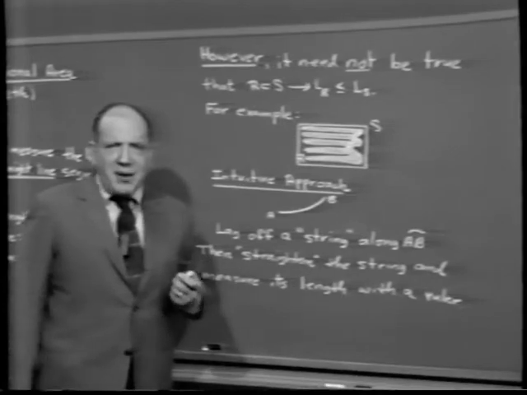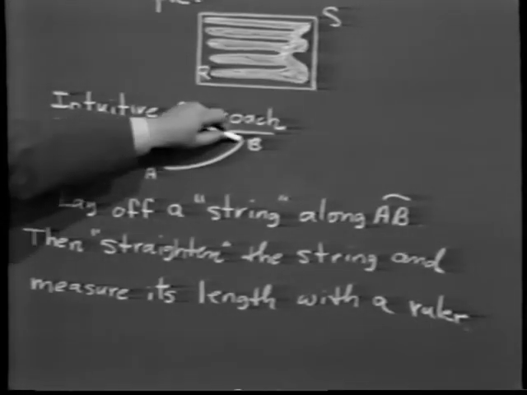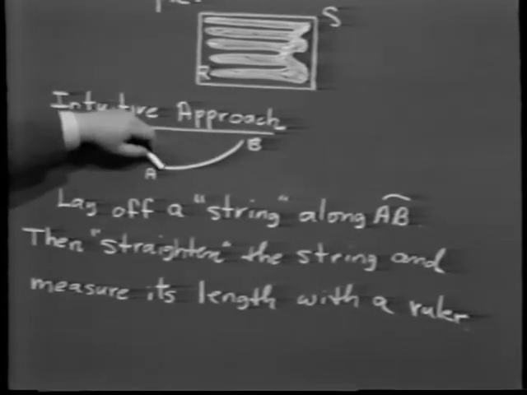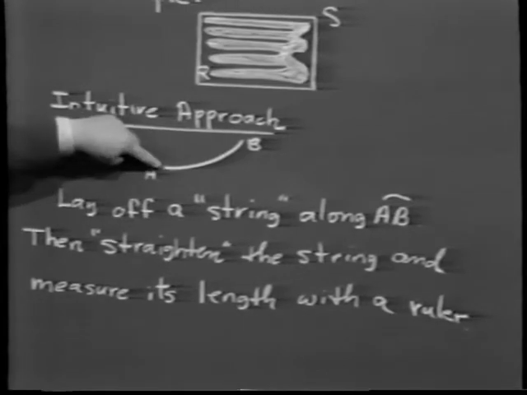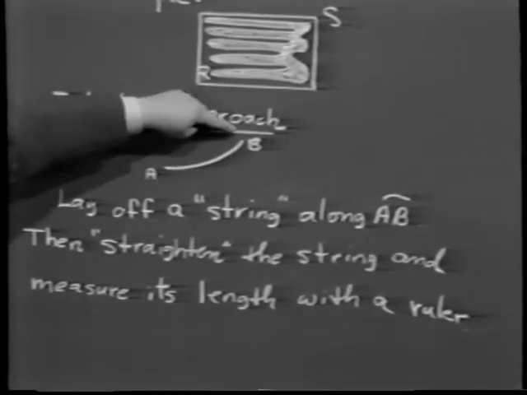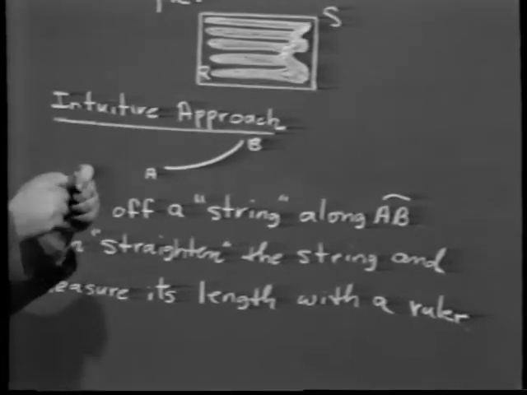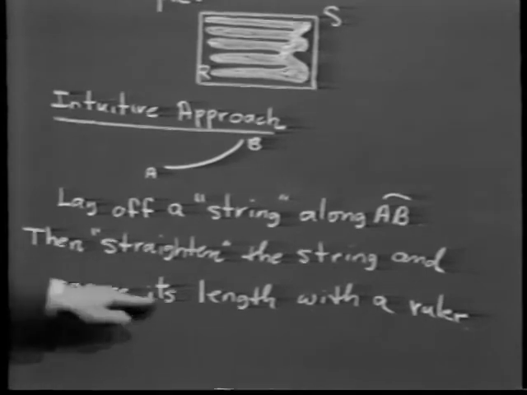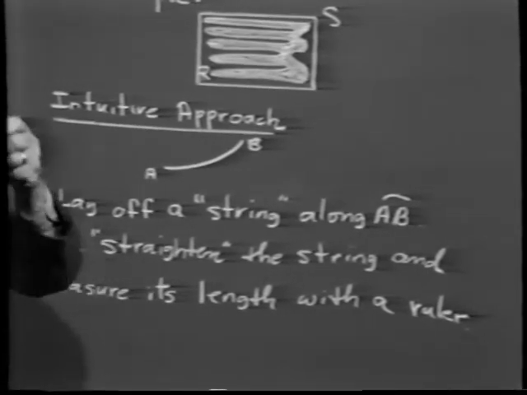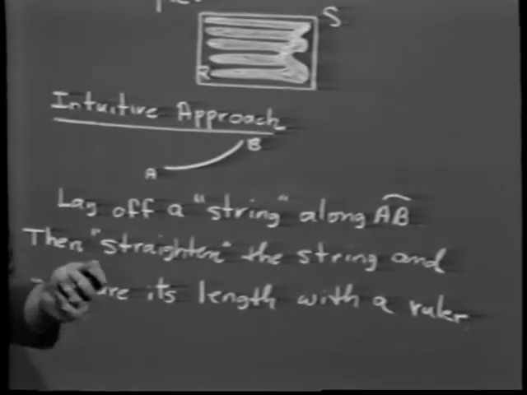Just to freshen our memories on this, remember the intuitive approach, that if you have a curve, an arc from A to B, the typical way of measuring the arc length is to take, for example, a piece of string, lay it off along the curve from A to B. After you've done this, pick the string up, and then straighten the string out, whatever that means, and measure its length with a ruler. And we won't worry about how you know whether you're stretching the string too taut or what have you. We'll leave out these philosophical questions.